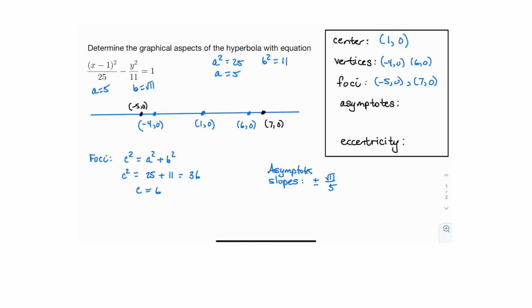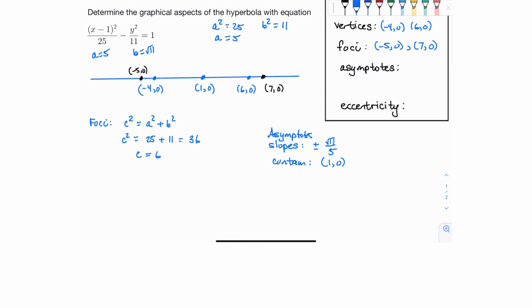And we know that they pass through or contain the center, which is (1, 0). So our equations are y minus 0 equals plus or minus square root 11 fifths times (x minus 1). And that basically boils down to y equals plus or minus square root of 11 fifths times (x minus 1). So I'm going to write that in the blank up here just to have it in a nice condensed form. Now if we wanted to graph these separately, naturally we would have to expand each one.